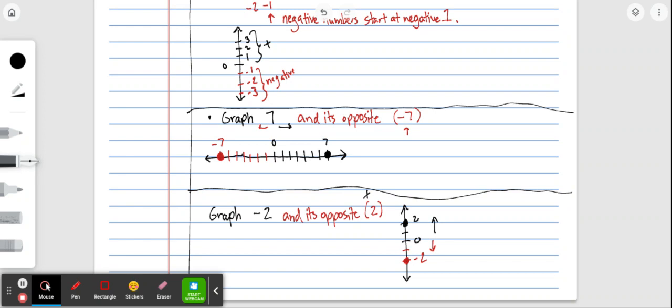Okay, make sure that you ask any questions that you have about graphing numbers on a number line.